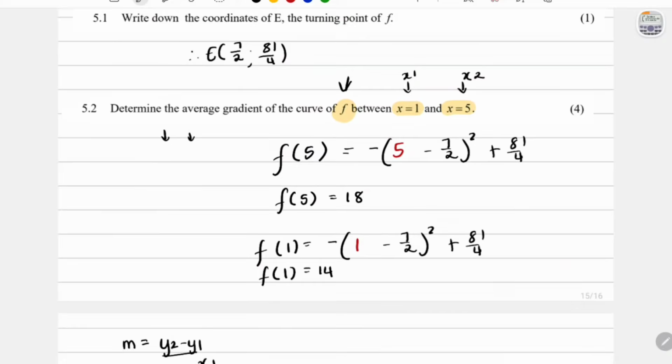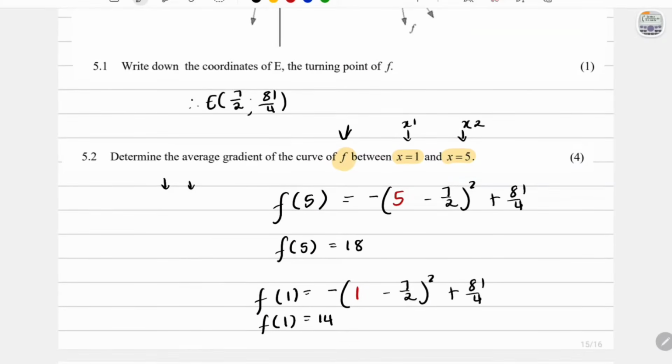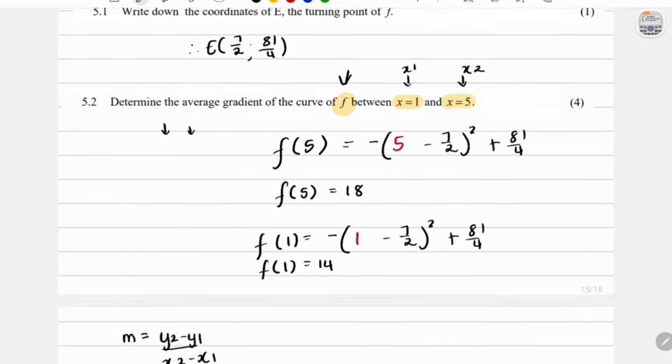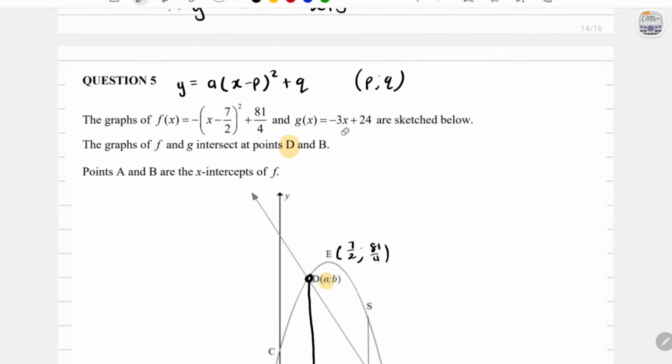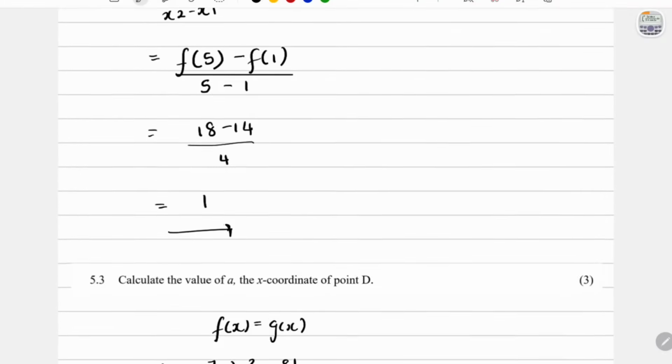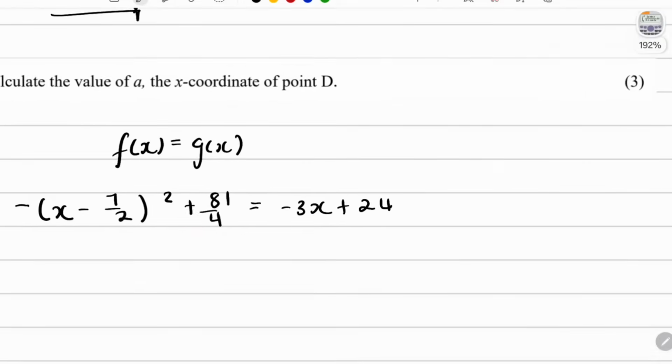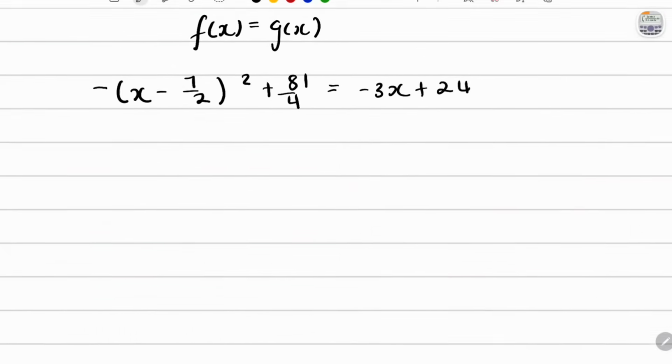And f of x was that. Just substitute x in place of that there. And this should be equal to g of x, which they told us at the beginning of this. So that is negative 3x plus 24. So minus 3x plus 24. And we just have to simplify now, solve for x.